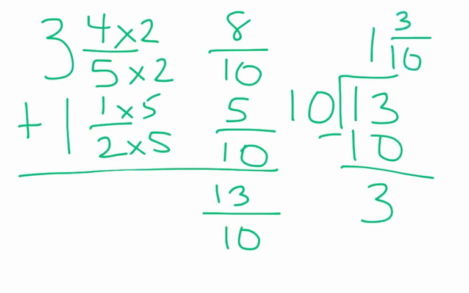10 stays the same. Now I'm going to add my whole numbers. 3 plus 1 is 4. So if I add that all together, 4 plus 1 is 5, plus the 3/10, my answer is 5 and 3/10.